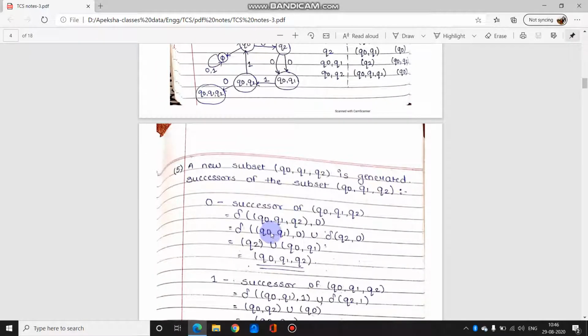So it says Q0, Q1 पे input is 0, it is going to Q2 state, so we have Q2, and Q2 पे 0 is giving us Q0 state. So it is Q2 union Q1. Q0. Sorry, Q2 पे 0 is Q0 Q1. Correct. Over here. My mistake.